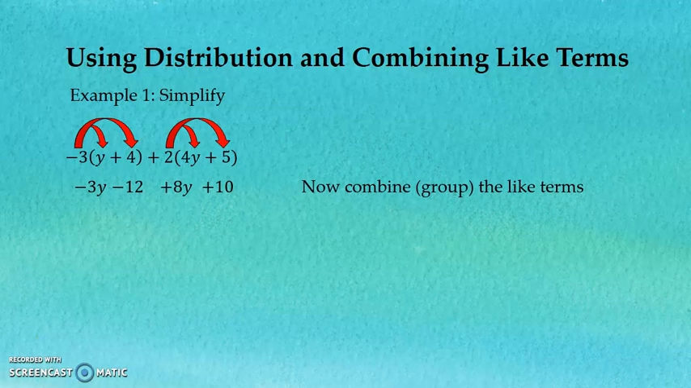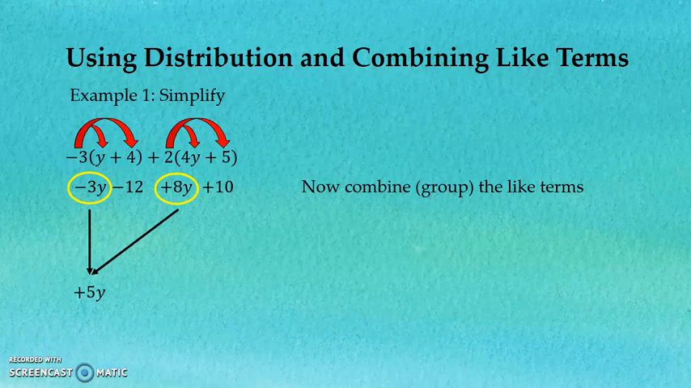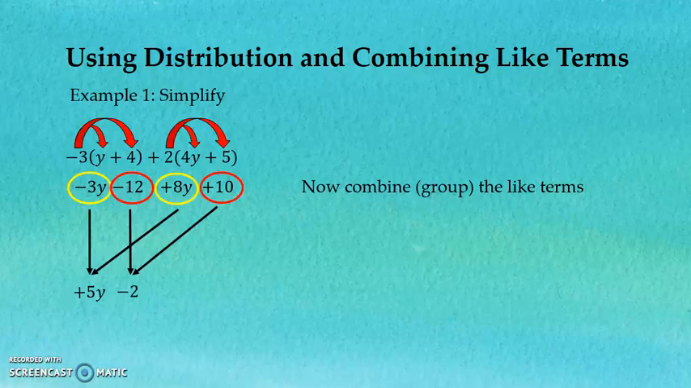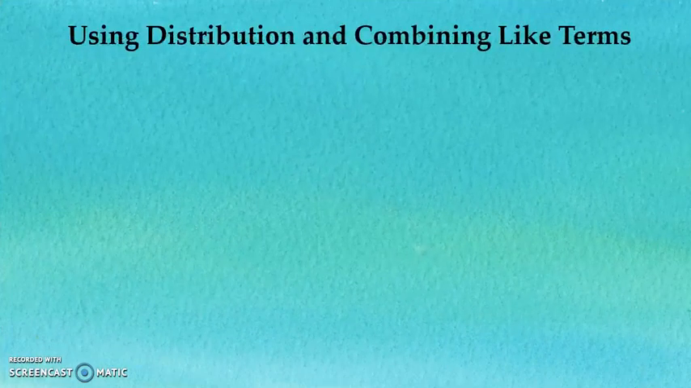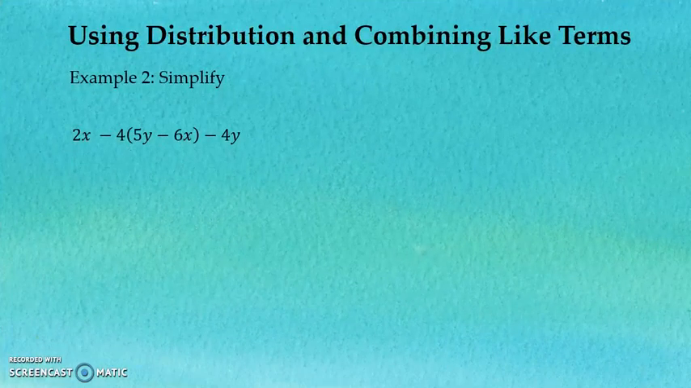2 times 4y is 8y, and 2 times 5 is plus 10. So now we're going to combine or group the terms that are the same, and I can see we have minus 3y and plus 8y. Minus 3 plus 8 is plus 5y. We also have minus 12 and plus 10. Minus 12 plus 10 is minus 2.